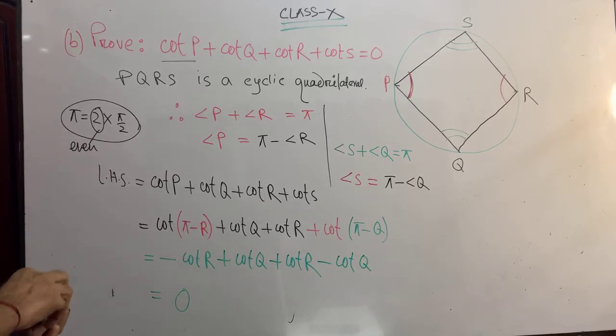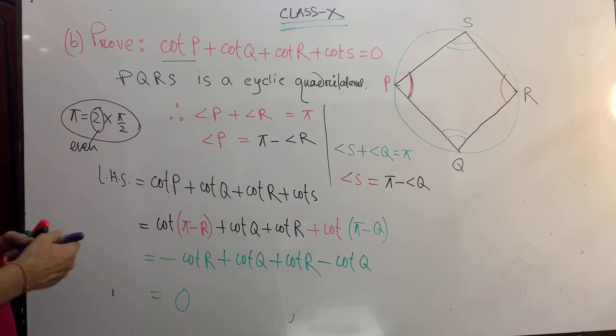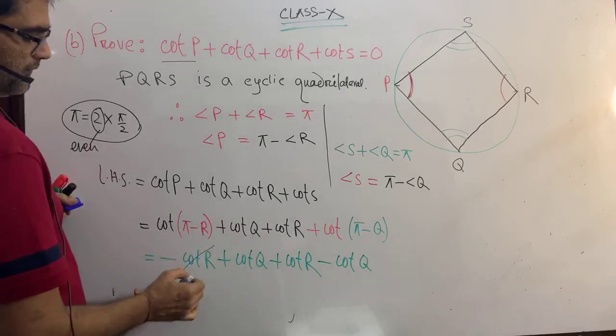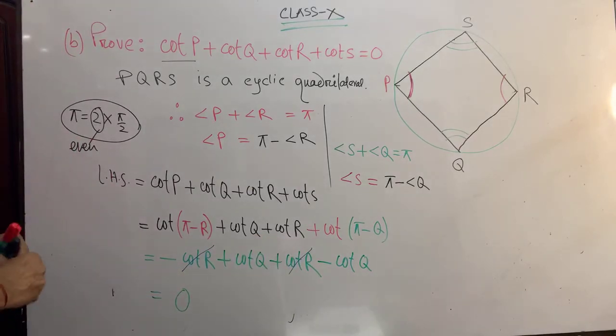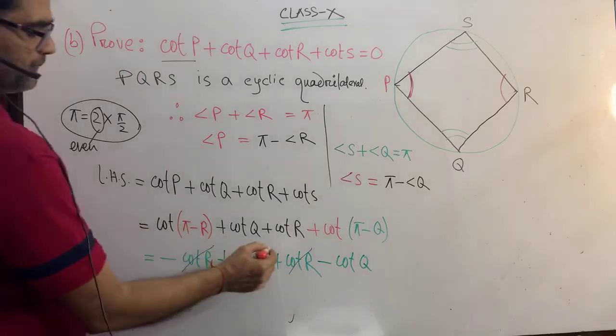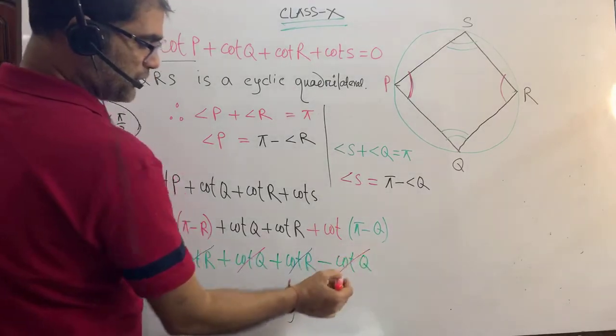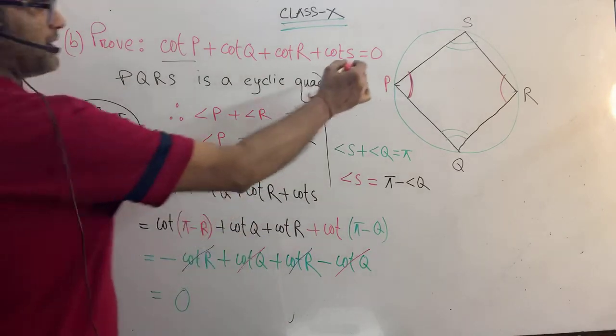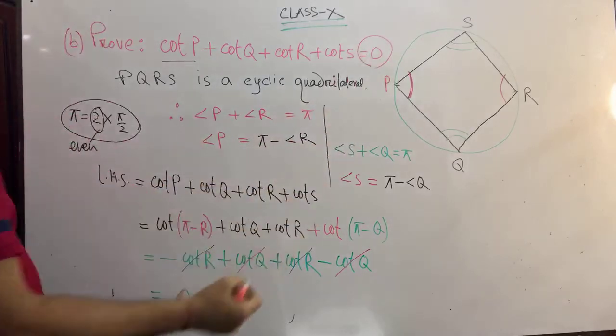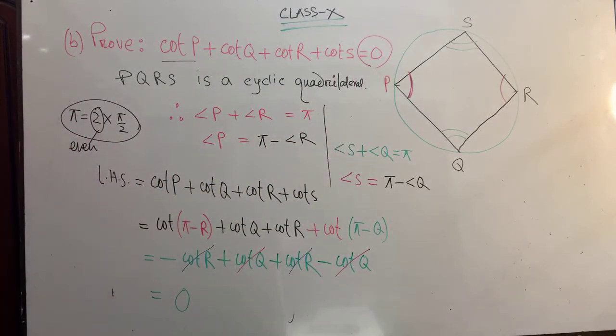Here, minus cot R plus cot R will be omitted, and plus cot Q and minus cot Q also will be omitted. So we will be left with 0, and that is our right hand side. So we have got this math, right? Okay.